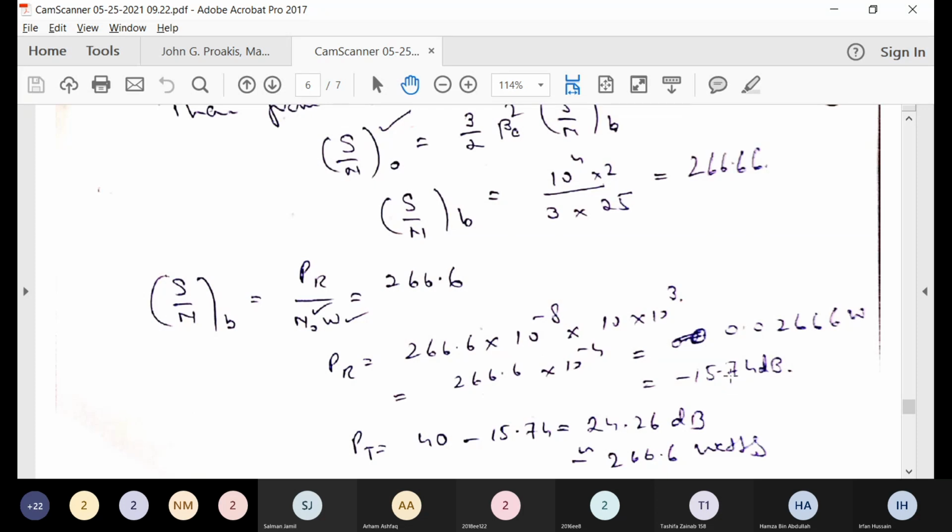you will receive this much signal. This will be the receive signal power at the input of the demodulator. The signal ratio at the input of the demodulator will be this, and hence your output will come out to be 40 dB.